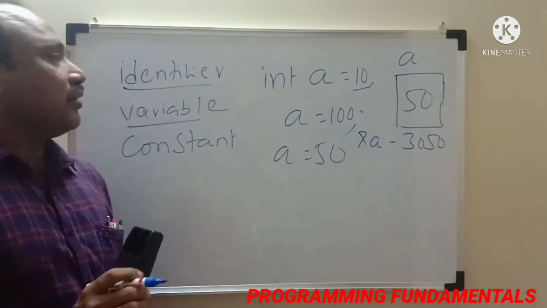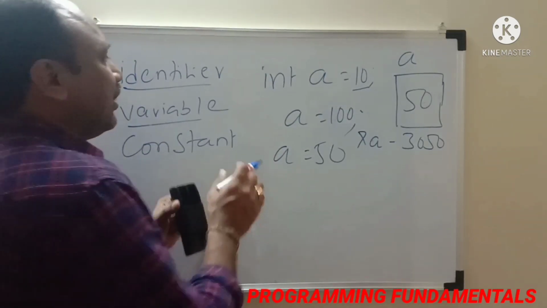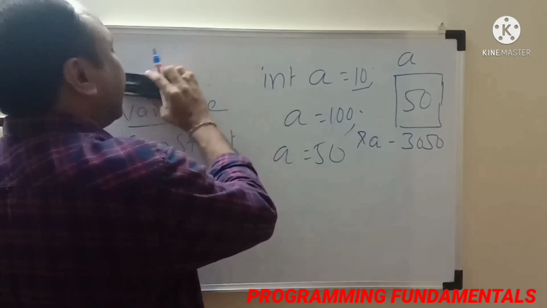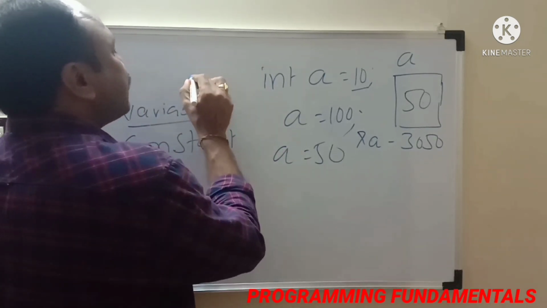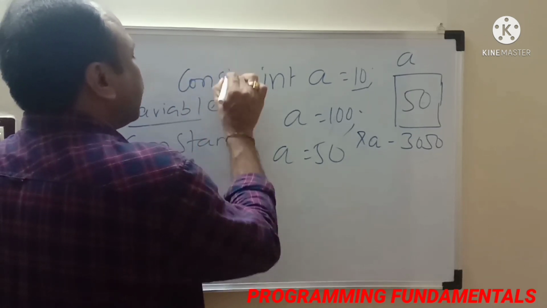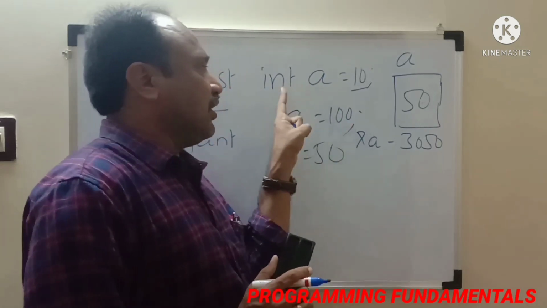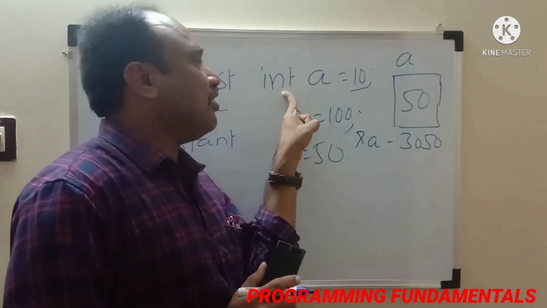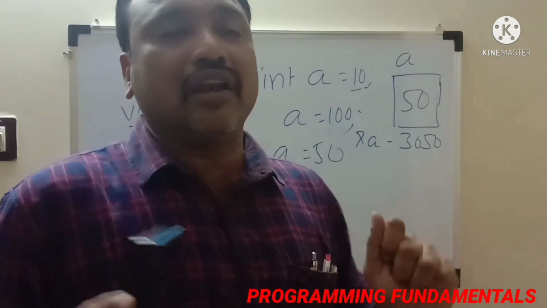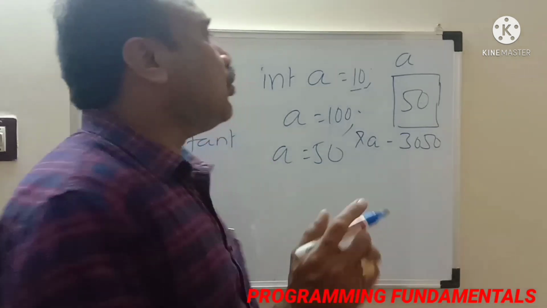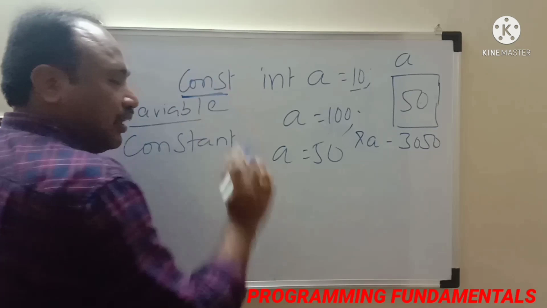Sir, what about constant? Int a equal to 10 is not a constant. To work with constant, before int a, I think you already know about keywords. There is one keyword called const. I want to use a value as an integer. The value of a is 10. It should not allow that value to be modified. Then we have to add one more predefined word, const.